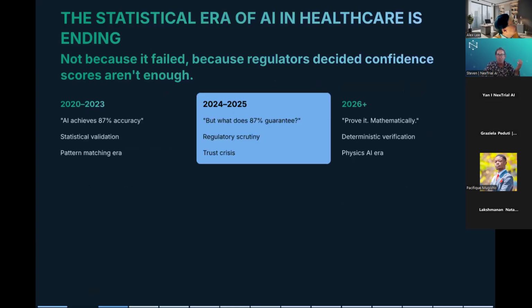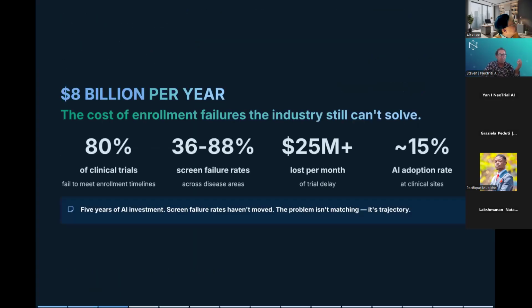So the problem, right, these numbers haven't changed in the last 5 years. 80% of trials miss enrollment. Screen failure rates range from 36 to 88%, depending on the disease area. Rare disease is even worse. The industry is burning $25 million a month per delayed trial, and AI adoption is stuck at 15% of sites.